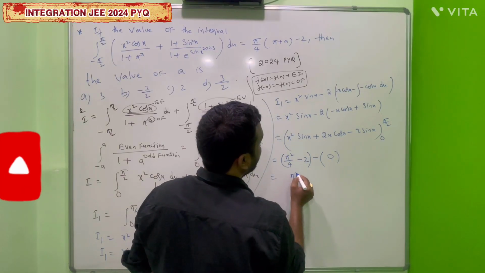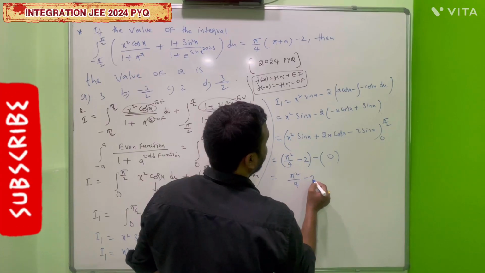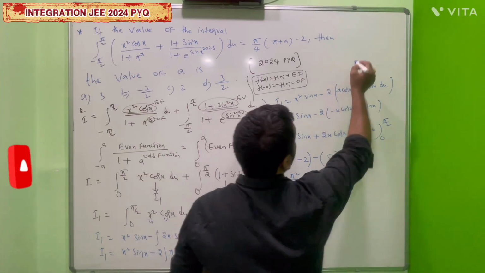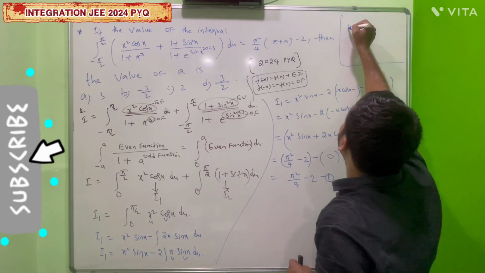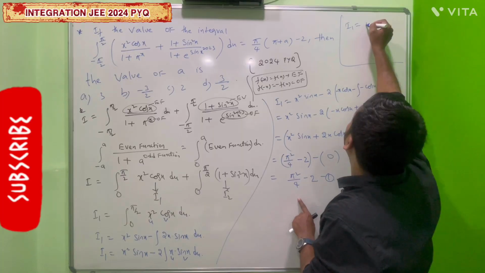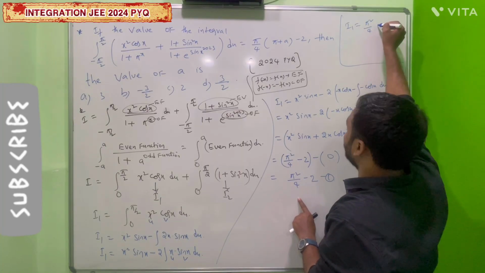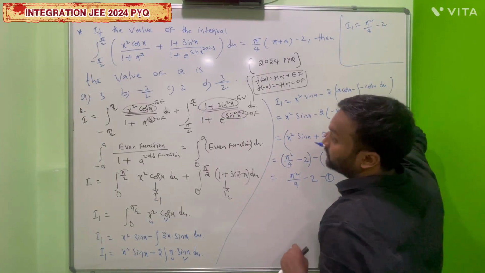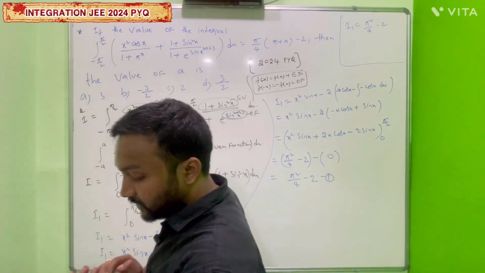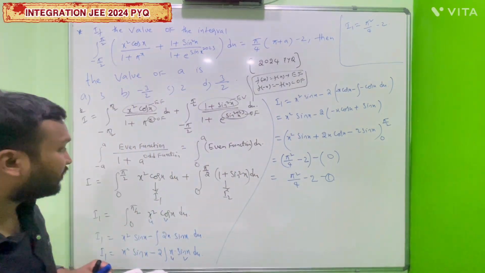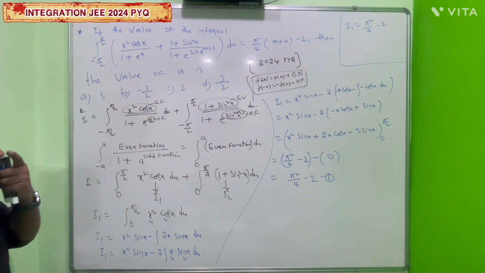So what you got here? Pi square by 4 minus 2. So this is I1. So first one, what we got here? I1 value is equal to pi square by 4 minus 2 is first one. Next, what we have to find here? Second one also we have to find. So this one, I2 value.